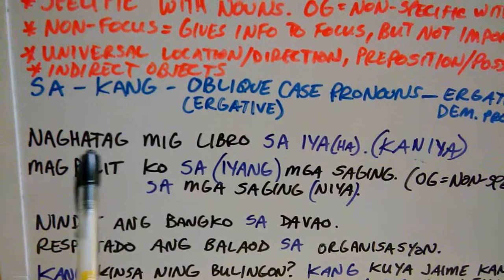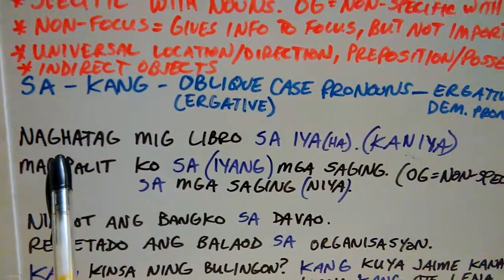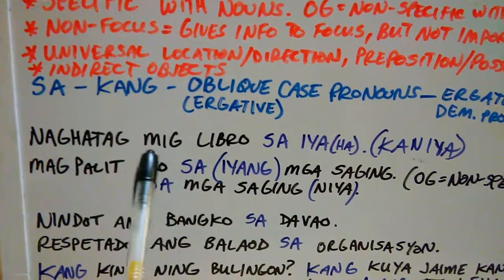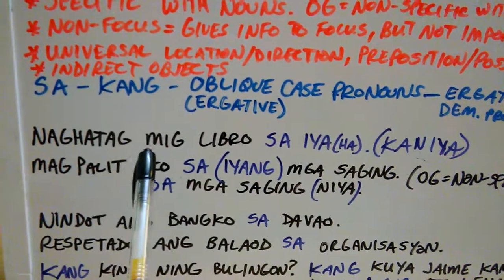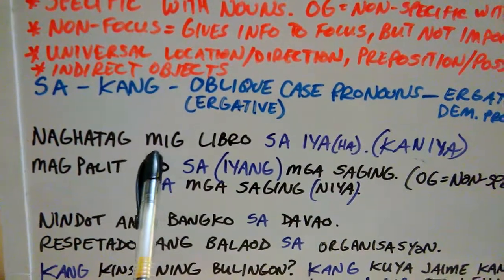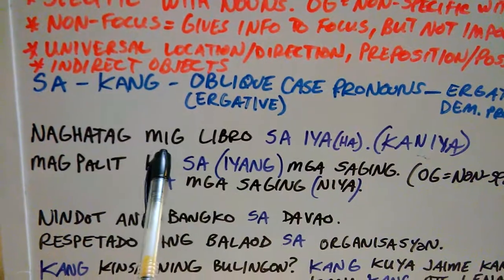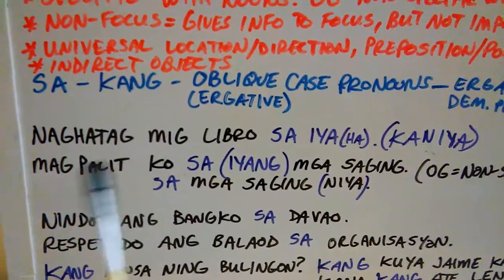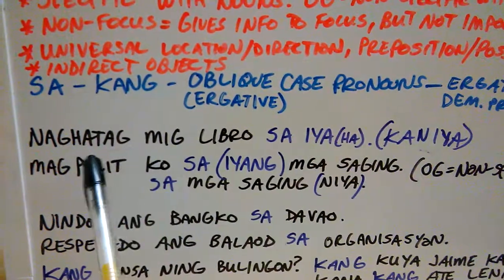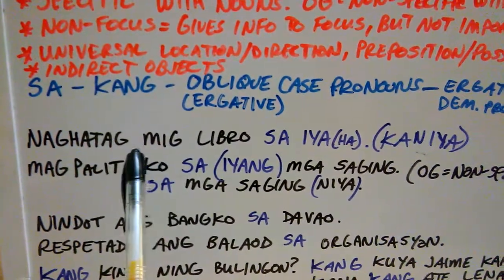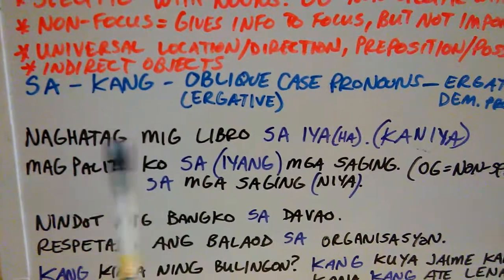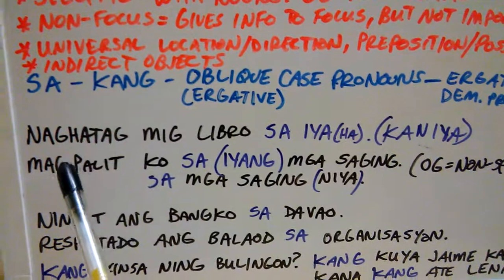Notice how naghatag is conjugated in the absolutive, right? Because that nag prefix triggered us to use kami. In this form, it's just shortened, right? Kami, naghatag kami. Instead, we just say naghatag mi, right? So that's both in the absolutive case already. So this absolutive trigger with this verb conjugated to it made us use the absolutive case pronoun. So this is our focus. The focus is on us. What are we doing? We are giving.